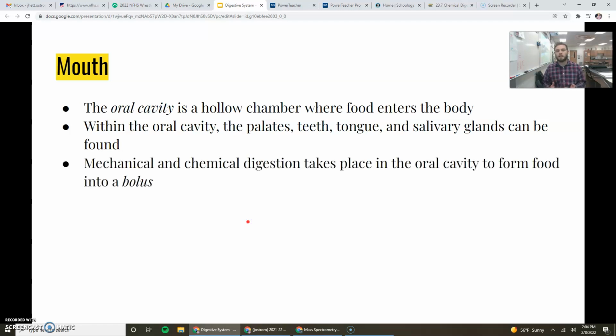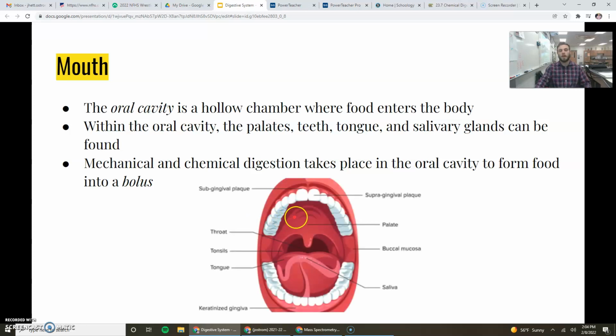Both mechanical and chemical digestion are going to take place in the oral cavity, eventually to turn food into what's known as a bolus. So you can see some of the structures here that we're going to talk about with the teeth, the tongue. Most of these you're probably already familiar with, though, located in your mouth.